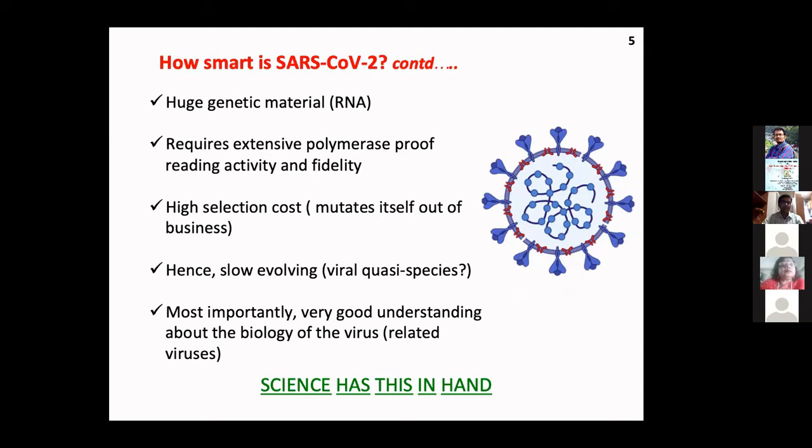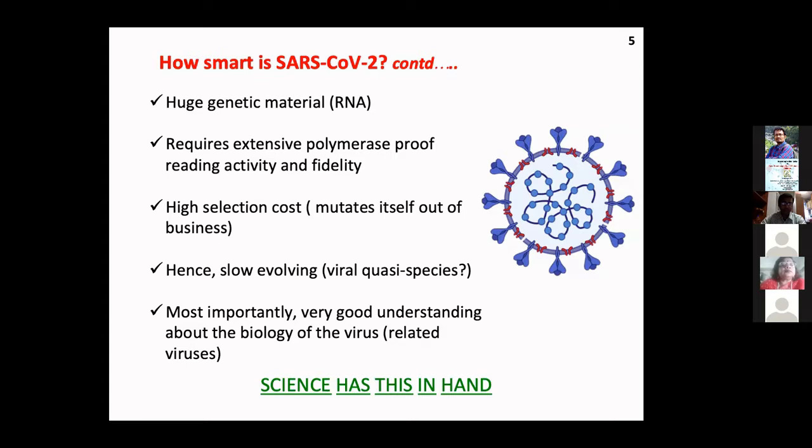And then to continue with the same topic, the virus has a very huge genetic material. The RNA is almost 30 kilobases long, and that requires the polymerase to be absolutely perfect. At the same time, the fidelity needs to be at the top level. So whenever viral replication is going on and there are misincorporations, for every misincorporation or mutation, the virus has to pay a very high selection cost. Or in other words, the virus mutates itself out of the business.